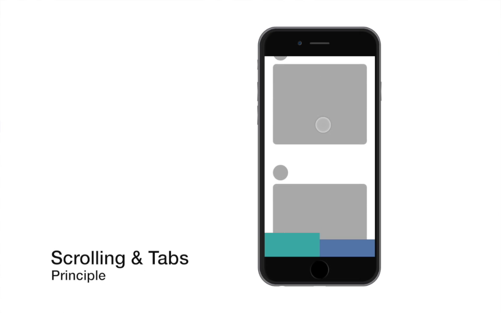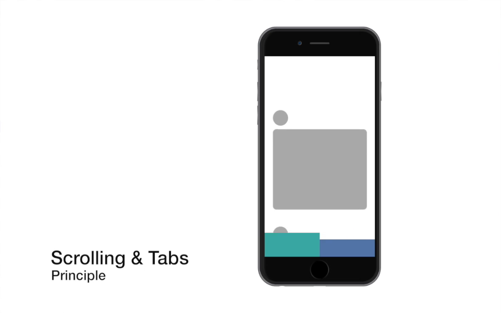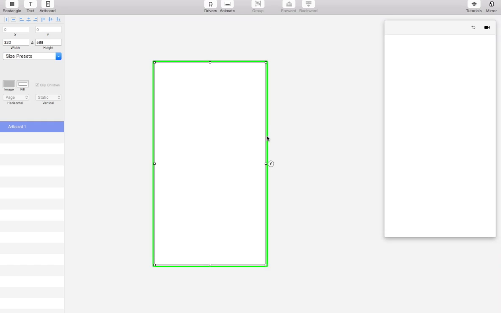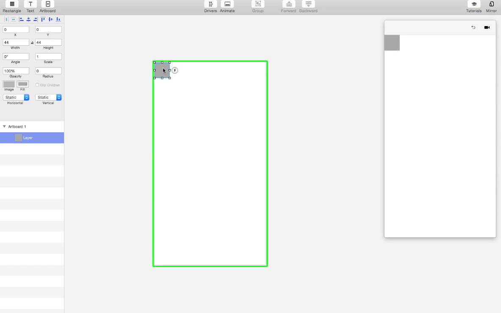Hey, in this video, I'm going to show you how to make a scrolling list as well as a tab bar. Let's get started on the scrolling list first. So I'll tap R to create a new layer, and we'll Alt drag to duplicate that.